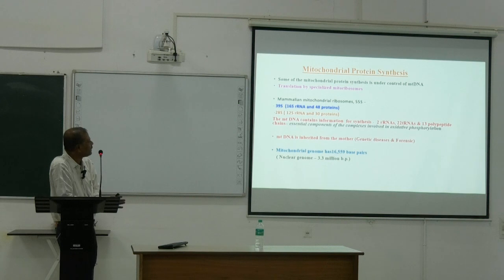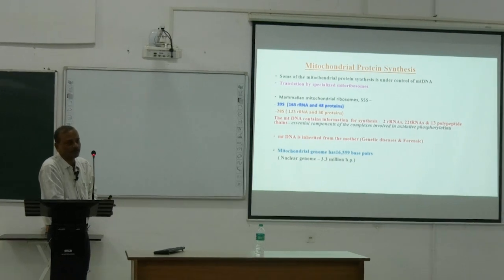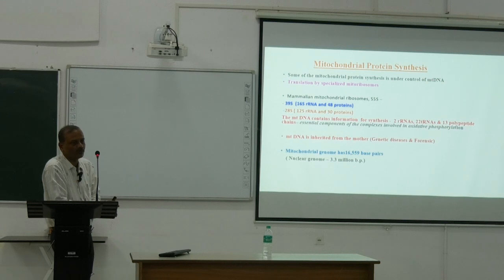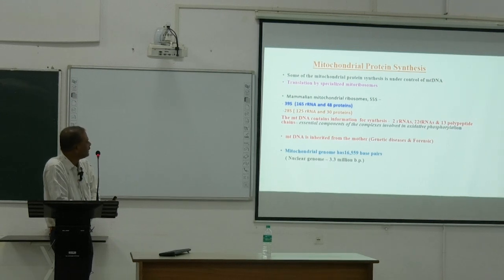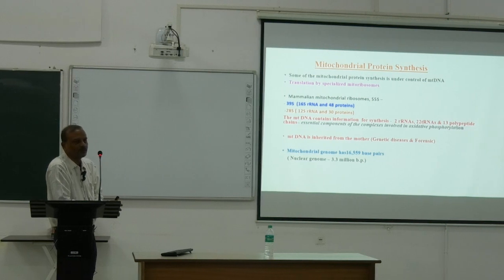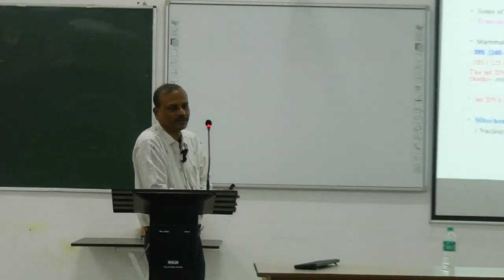That is, some of the mitochondrial protein synthesis is under control of mitochondrial DNA, and that is basically related to oxidative phosphorylation. And the ribosomes in the mitochondria are called mitoribosomes. These are small ribosomes, and the mammalian mitochondrial ribosome is 55S. Prokaryotic ribosome is 70S, which is divided into 50S and 30S. Human is 80S, which has two units, one is 60S and 40S, and this is the basic difference.